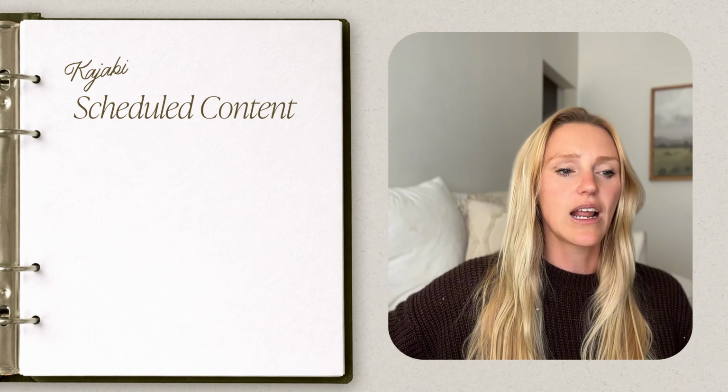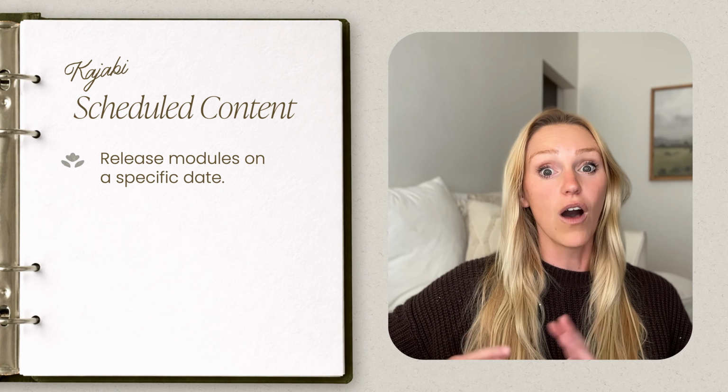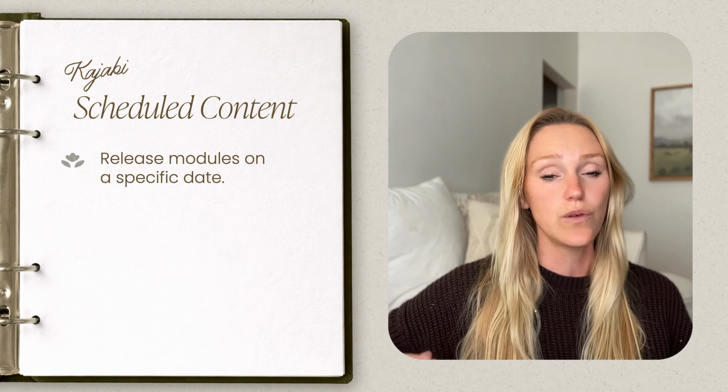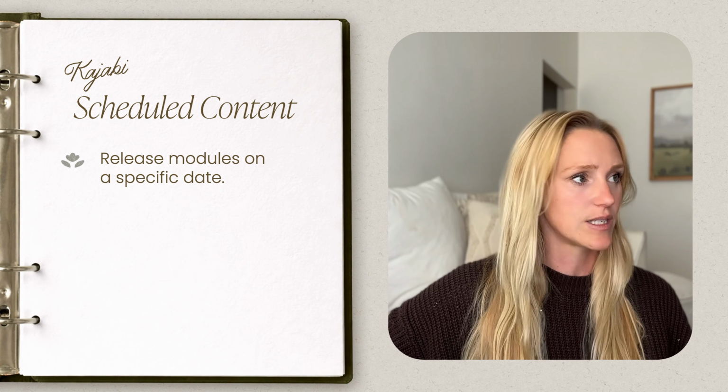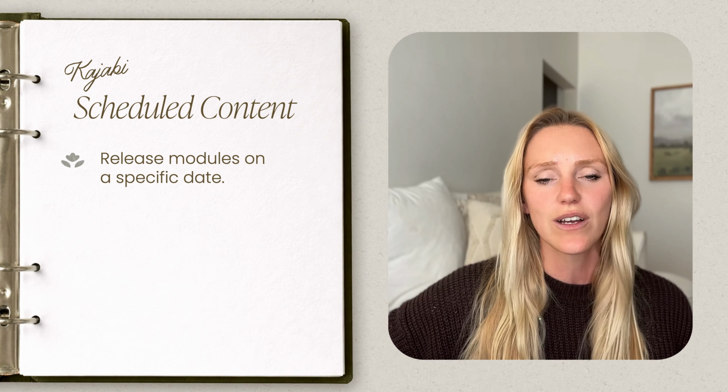Okay, so what's the difference between drip content and scheduled content? Because Kajabi offers both. Scheduled content allows you to release modules on a specific date. So that would be like all students get this new content on June 1st. It doesn't matter if you enrolled 3 years ago or enrolled yesterday, you will get this new content June 1st.